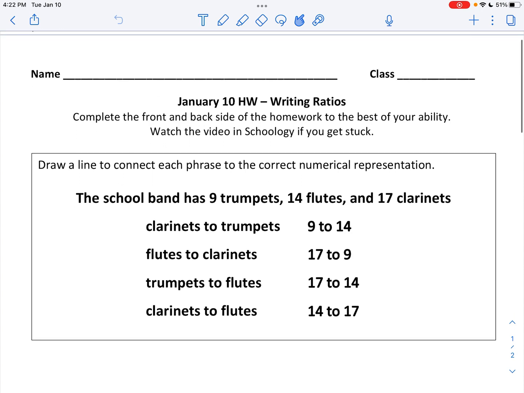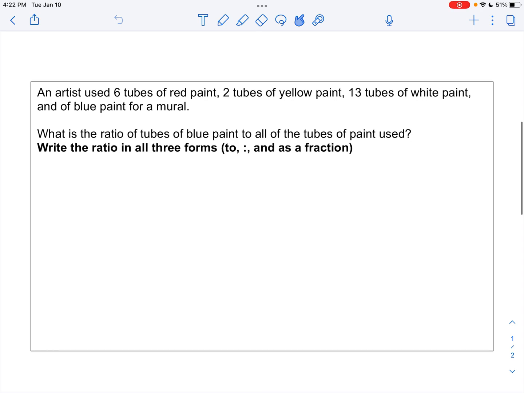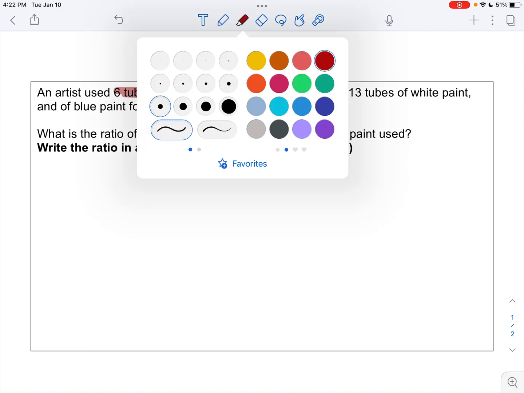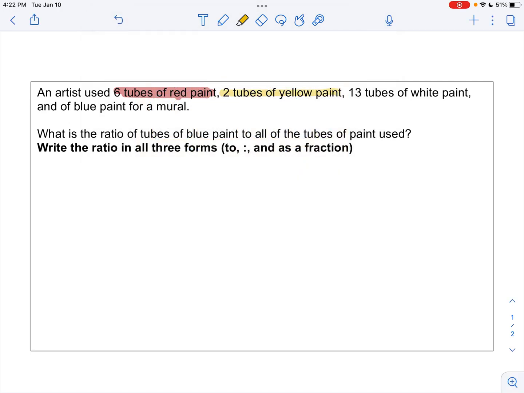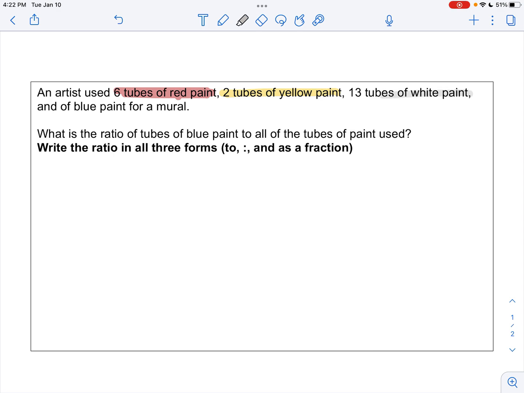I'm going to let you do the first problem on your own, and we're going to look at the second problem today. It says an artist used 6 tubes of red paint, 2 tubes of yellow paint, and 13 tubes of white paint. So I'm going to make that be gray because I can't highlight it in white. Right? And it says, and blank of blue paint for a mural.